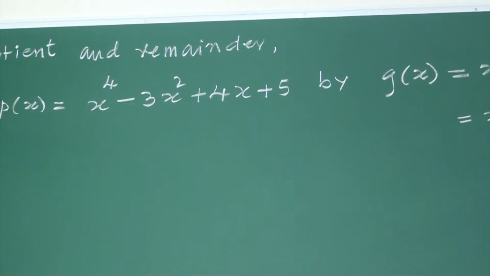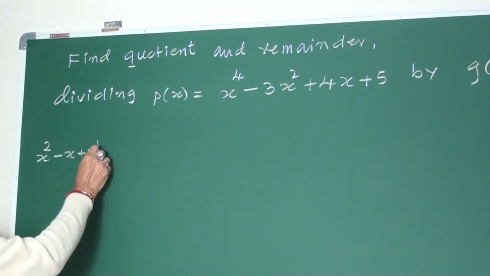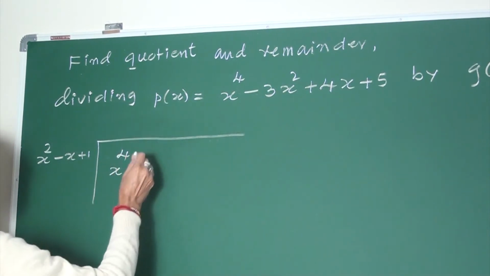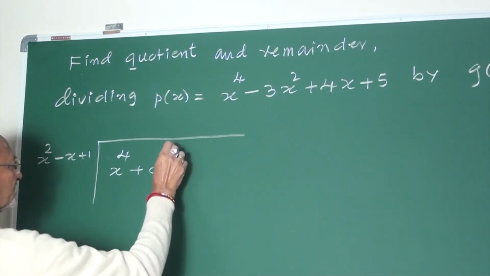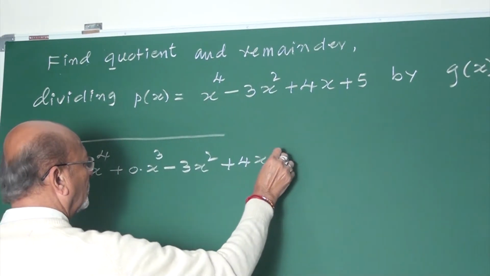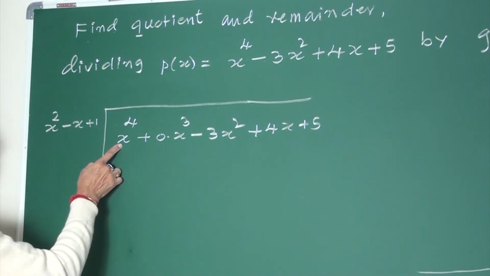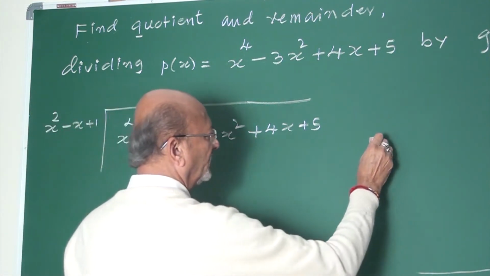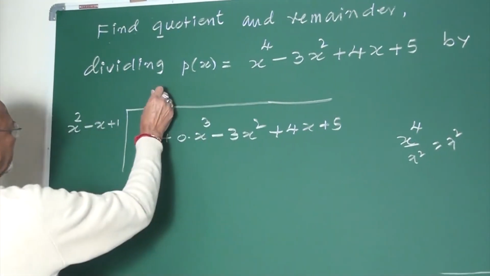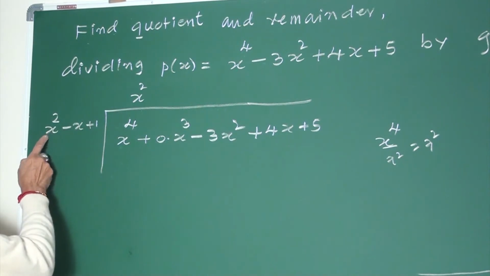First is the divisor. What is the divisor? x square minus x plus 1, in decreasing order. This is x to the power 4. x cube is not there, plus 0 into x cube, I write. Next is minus 3x square, minus 3x square plus 4x plus 5. Now you have to divide x to the power 4 by x squared. Divide x to the power 4 by x square, you are left with x square. That x square you write here. x square into x square is x to the power 4.